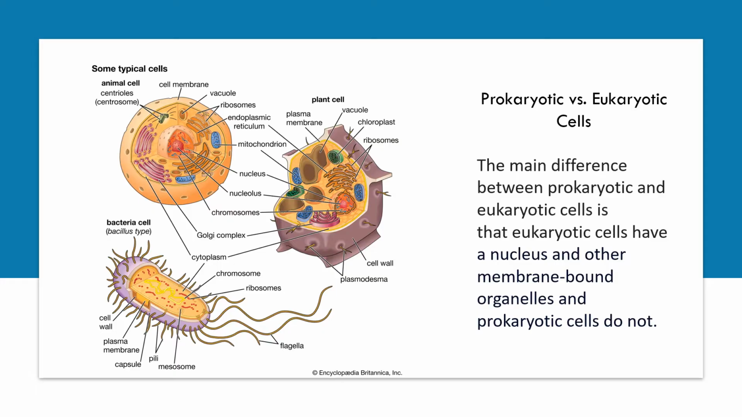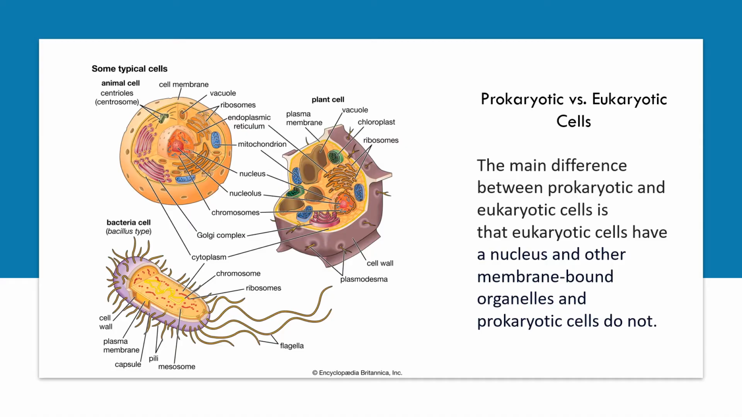On the bottom of the slide, we see a typical bacterial cell. This bacterial cell has a cell wall surrounding it, and you will note that it does not have many of the organelles that are seen in the animal and plant cell. This leads us to the difference between two major types of cells, and these are prokaryotic versus eukaryotic cells.